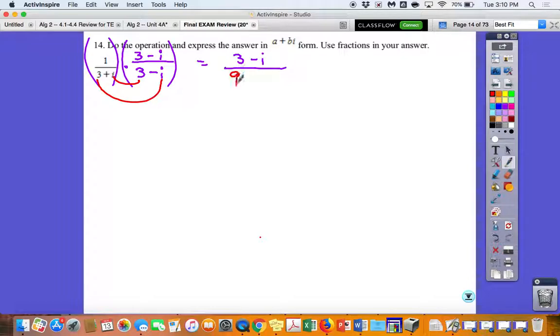3 times 3 is 9, and then a positive i times a negative i is a negative i squared. Well, what we've been saying all along is the i squared changes it. That's like multiplying by negative 1. Well, that makes a plus 1 because it changes that sign. So that gives me 3 minus i in the top, and in the bottom I've got 9 plus 1 is 10. So that would be it.